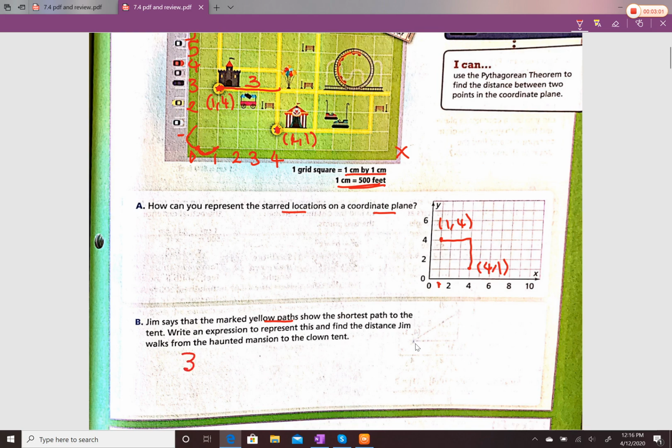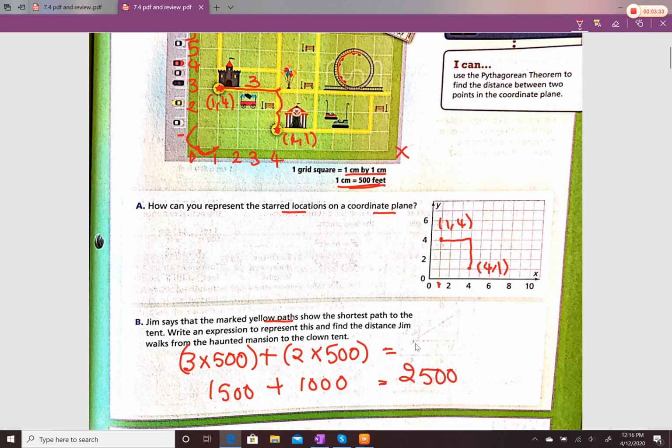steps or 3 grids, and 3 grids means 3 times 500. Okay, so I'll write in parentheses plus, then he is crossing 2 grids, 1, 2. So 2 grids times 500, because I know 1 grid is equal to 500 feet. So how much is it total walking? 3 times 500 is 1500 feet plus 2 times 500 is 1000 feet. That is equal to 2500 feet.